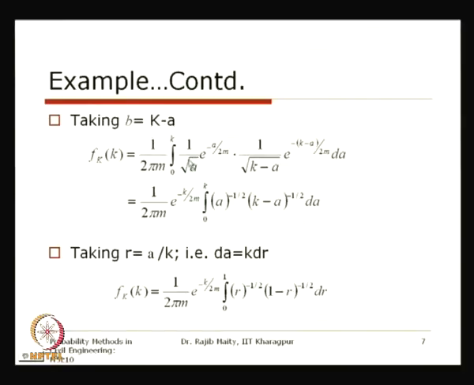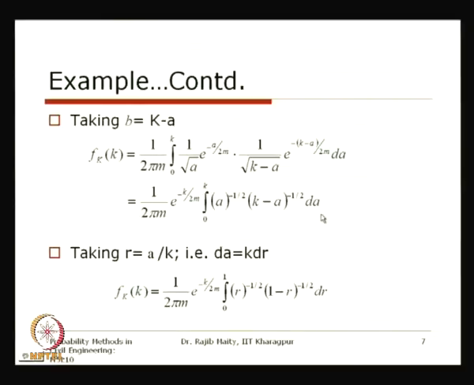So this is the distribution of A, and this is the distribution of B expressed in terms of K minus A. Now we are just eliminating B, so we will do this integration over the entire range of A. That is why it is 0 to K, with integration with respect to A. If we do this integration, we get 1 by 2 pi m, exponential of minus K by 2m, integration 0 to K of A power minus half, K minus A power minus half, dA.